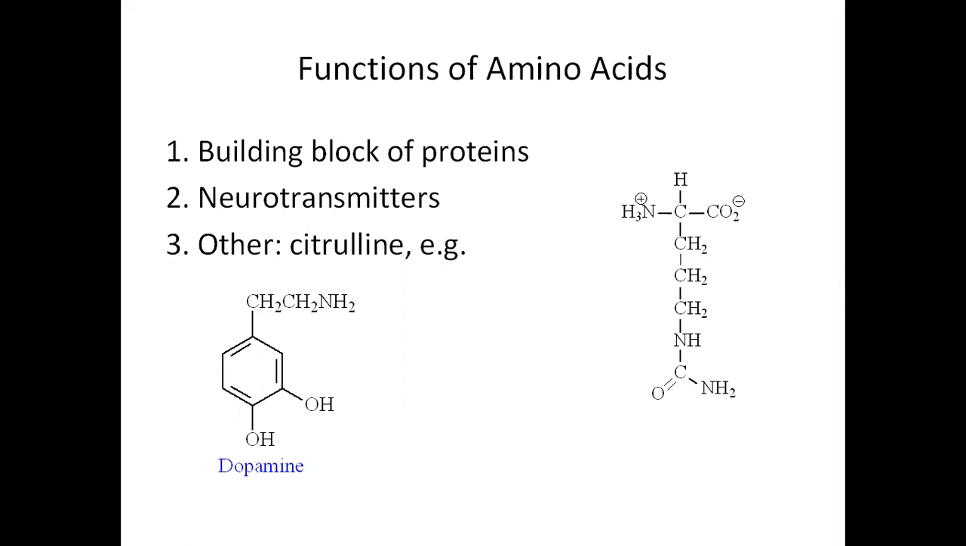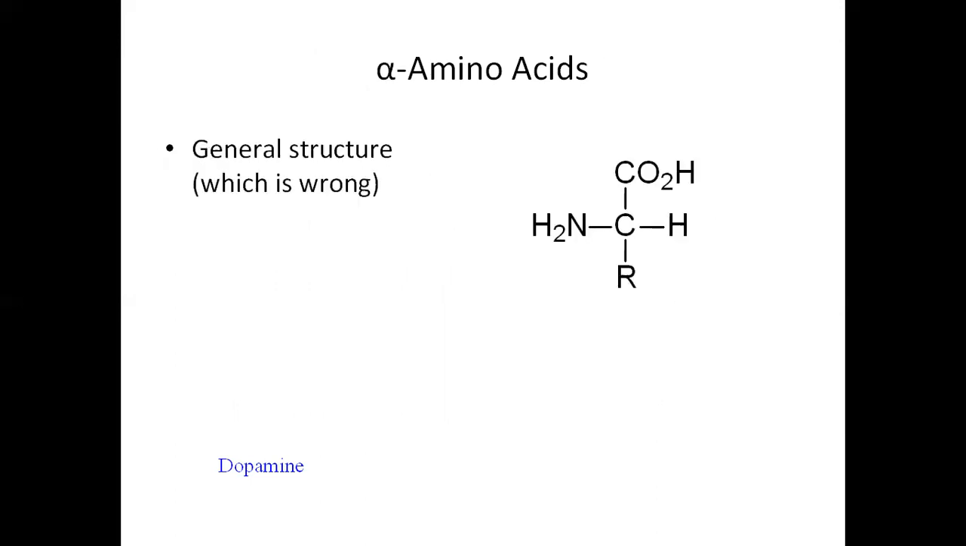The first is that they are building blocks of proteins. Secondly, amino acids are the precursors of neurotransmitters, such as dopamine shown below in the figure, which is derived from the amino acid tyrosine. Third, there are a variety of other functions in the cell, such as citrulline, which is the structure shown on the right-hand side of the screen.